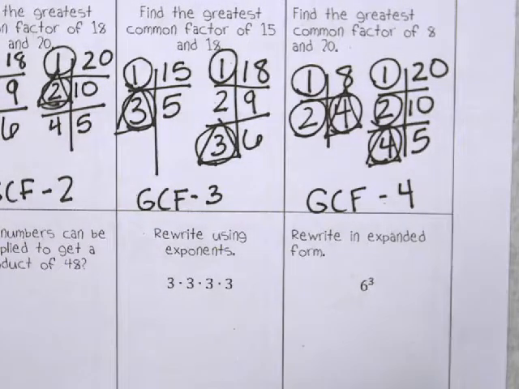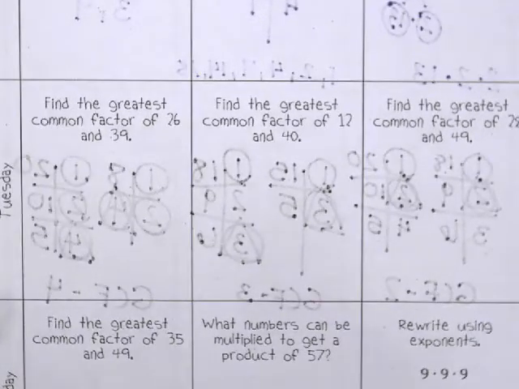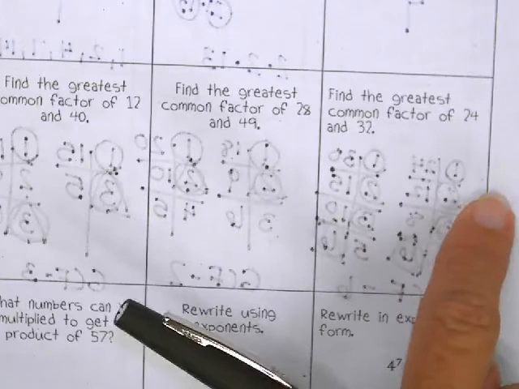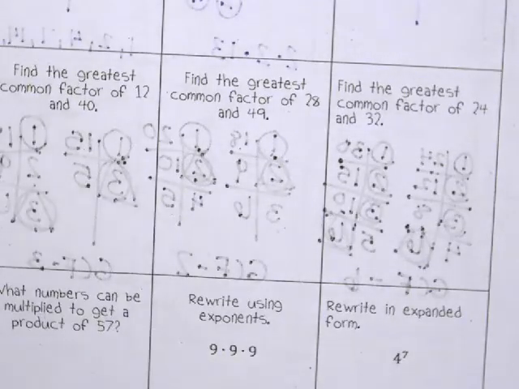So on the back side of your homework, you should see that you're doing the same thing. You want to use that same strategy for homework and find the greatest common factor of each of these numbers. Make sure you have a pencil. Make sure that you are working out your problems and showing your work, and I'll check your work tomorrow when you come back to school.